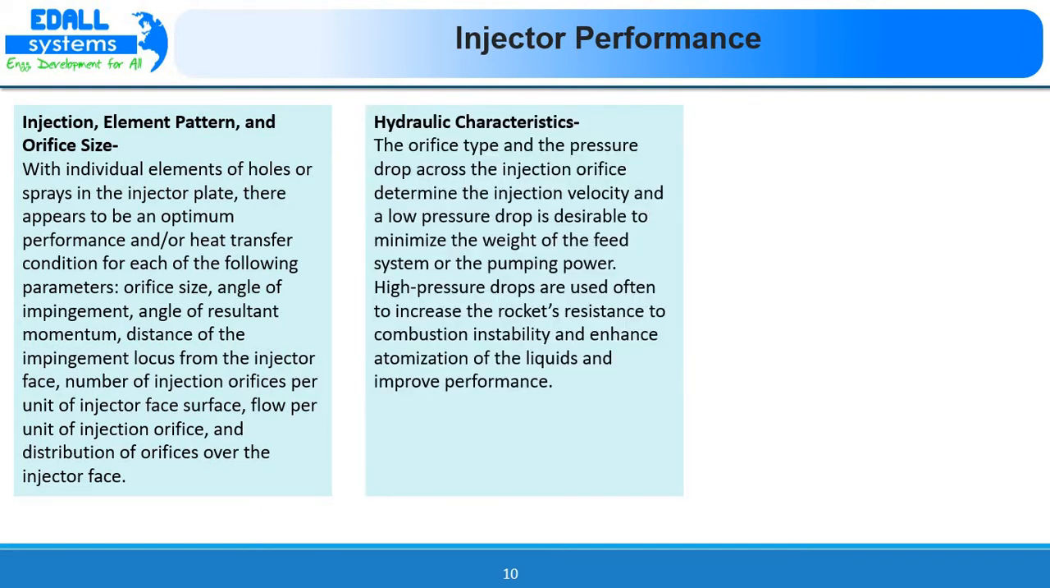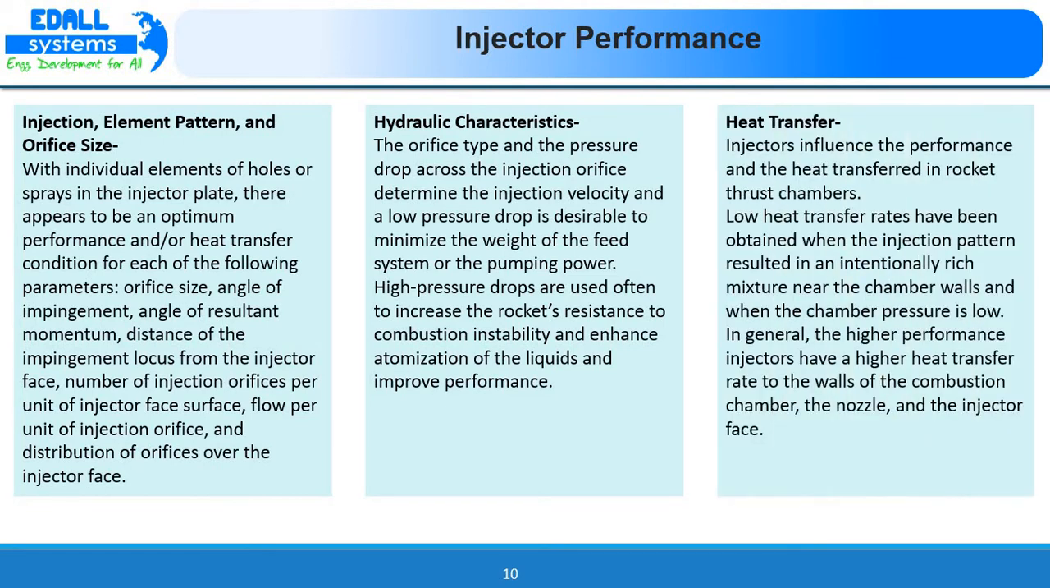The next parameter, that is hydraulic characteristics. So the orifice type and the pressure drop across the injection orifice determine the injection velocity, and a low pressure drop is desirable to minimize the weight of the feed system or the pumping power. So to minimize the weight of the feed systems or the pumping power inside a liquid propellant rocket engine, generally we need a low pressure drop, because this pressure drop across the injector orifice determines the injection velocity. High pressure drops are used to increase the rocket's resistance to combustion instability, enhance atomization of the liquids, and improve performance.